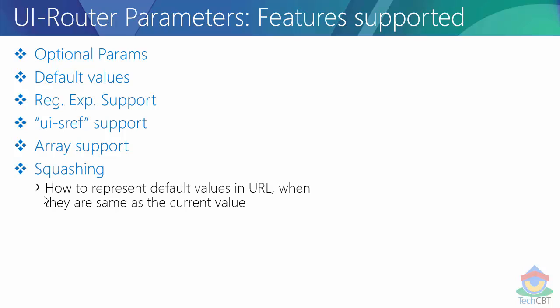Squashing. This is a bit of a confusing subject, but in simple terms, you can say it is how to represent your current value in the URL if it is the same as the default value. I'm not going to touch more on this one, but we are going to see this concept as part of our conceptual demonstration.